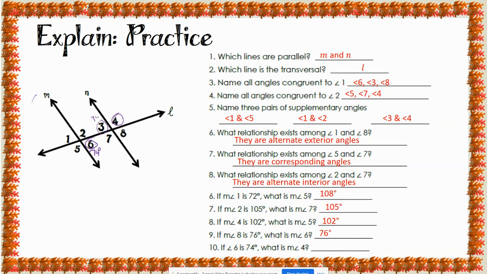So that means that angle 3 is 74 degrees. Well, if I look at the relationship between 3 and 4, I know that these two are on this line together, and so they are supplementary. So I can do 180 minus 74, and that's going to give me 106. So that means that the measure of angle 4 would be 106 degrees.